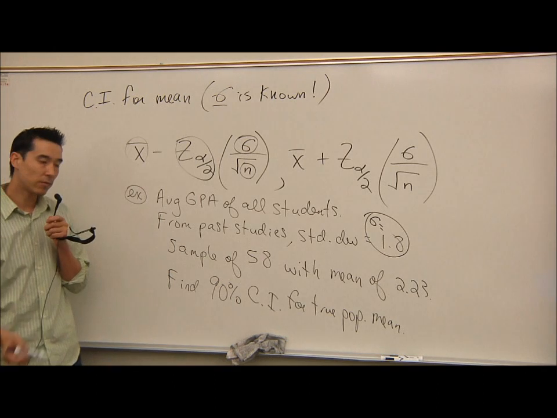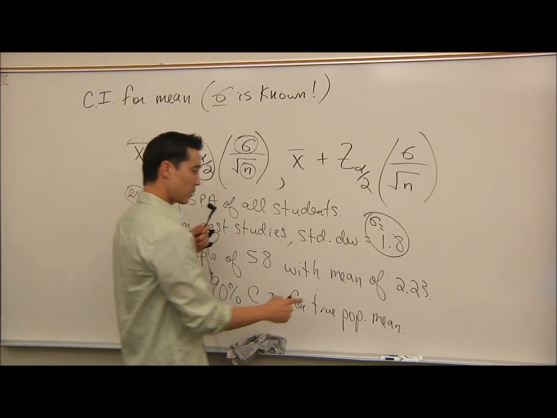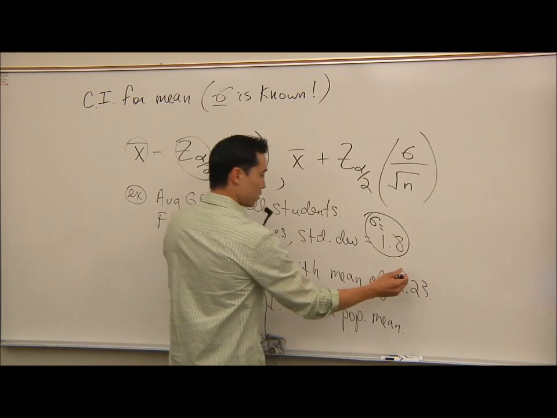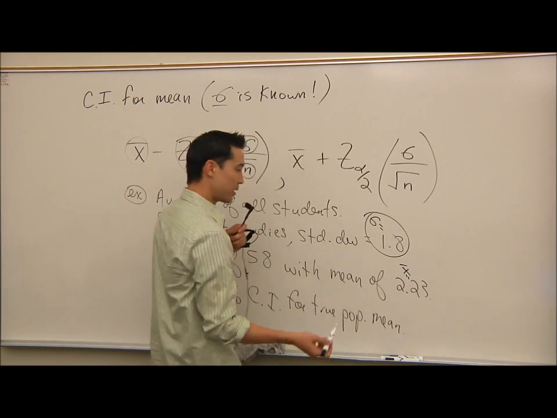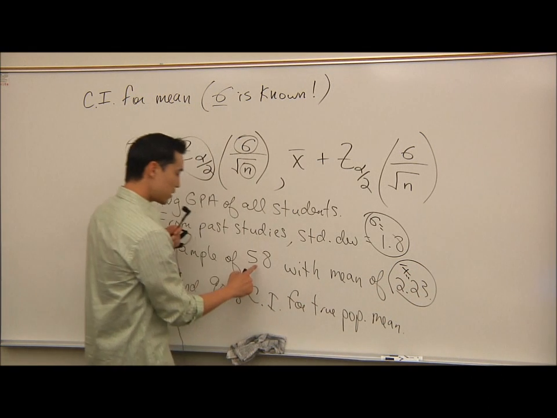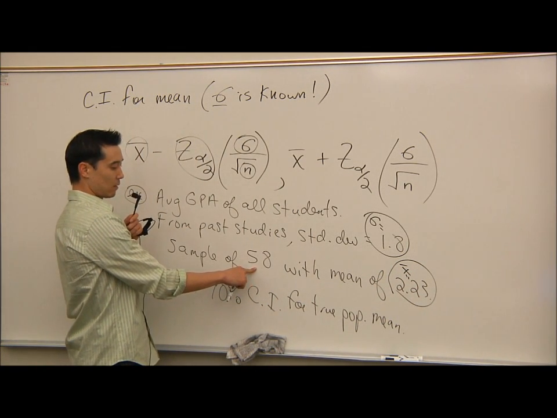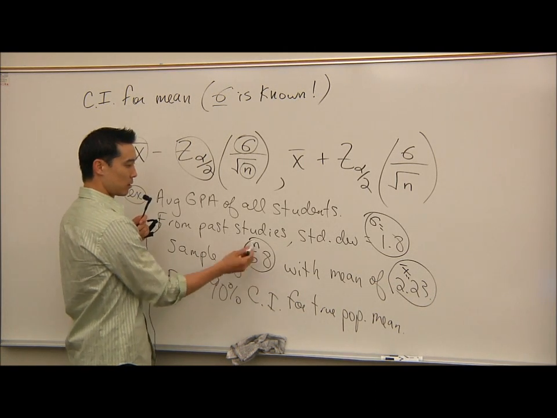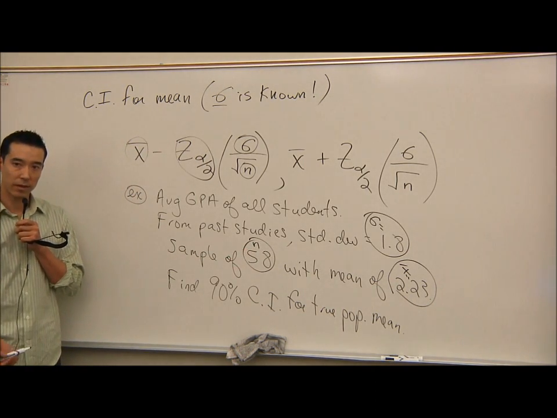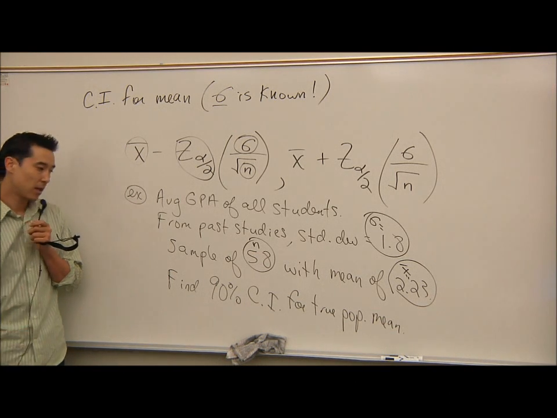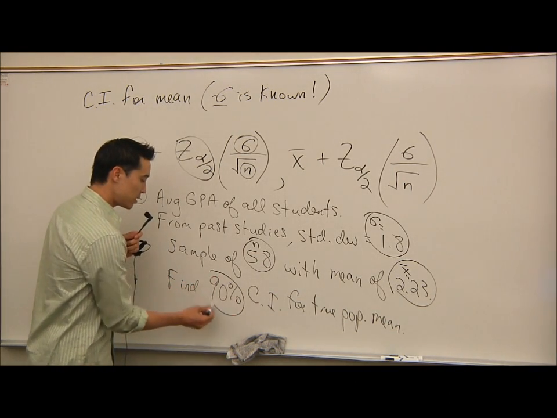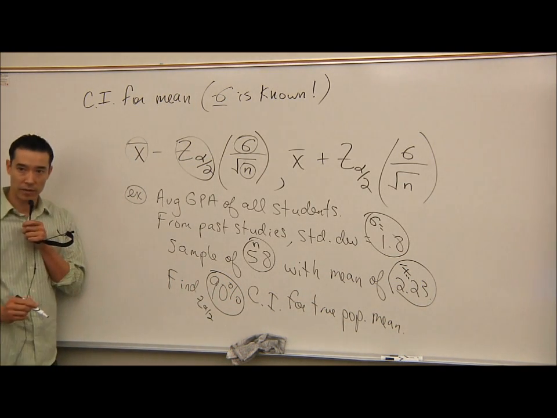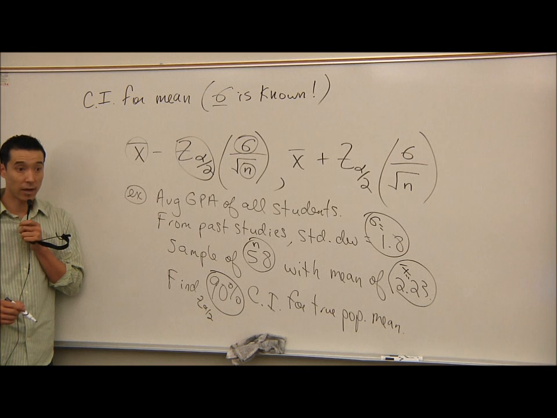What does 2.23 represent in this problem? That mean from the sample, which we call what? X bar, right? Or sample mean, yes. What does 58 represent in this problem? Sample size, which we call n. Great. We have 3 of the 4 numbers done, right? We have n, we have x bar, we have sigma. And then I need to do z sub alpha over 2 for a 90% confidence interval, which we have not done yet.